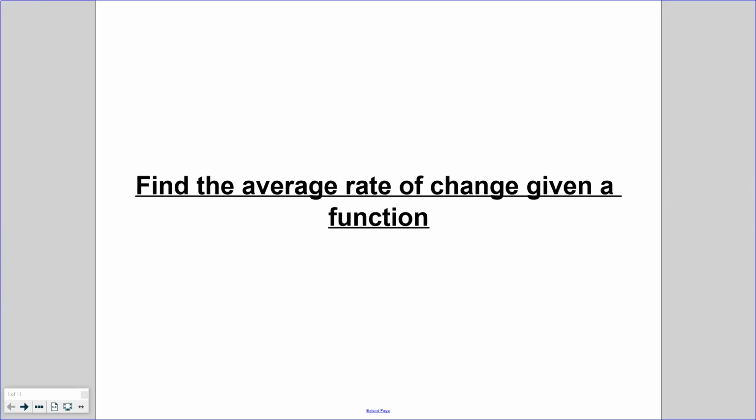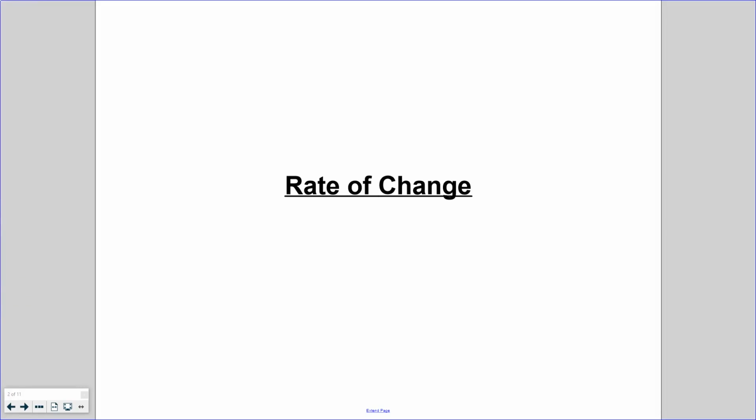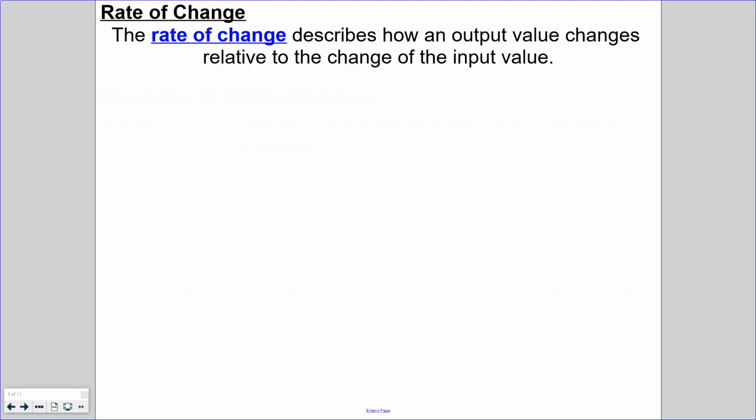Find the average rate of change in a given function. Well, before we can talk about average rate of change, let's just first review rate of change. So what is rate of change? Well, rate of change in mathematics describes how an output value changes relative to the change in an input value.